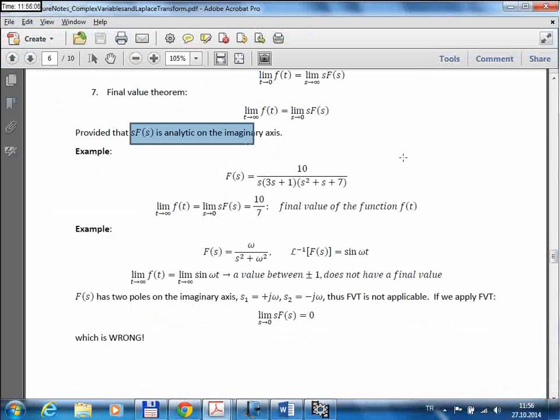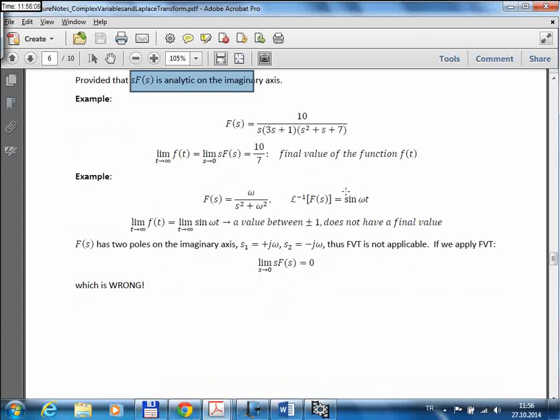And as an example of that, we can consider the sine function. Okay, we know that the transformation of sine omega t is equal to this function. If you try to use the final value theorem, you will get the following result. You take this limit, limit of F of s times s as s goes to 0. That will give you a value of 0, right? So this limit gives you a value of 0, which says that the function approaches 0 as t goes to infinity.